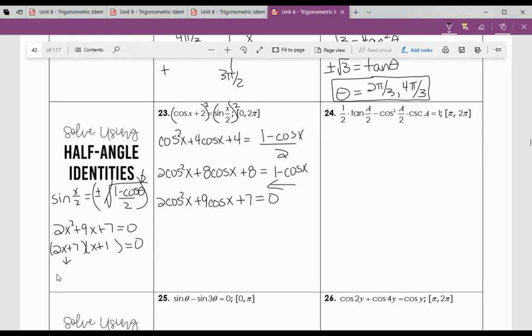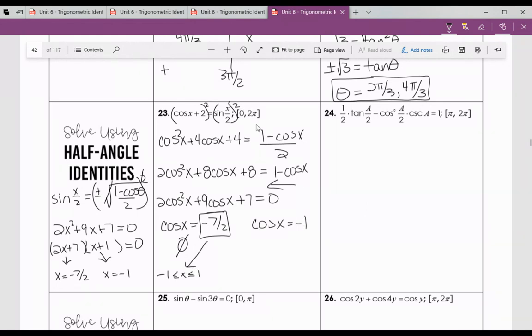So from here, I get x equals negative 7 over 2. And here, I get x equals negative 1. So I have cosine x equaling negative 7 over 2, and cosine x equaling negative 1. Now this answer gives me no solutions because this number always should fall in the negative 1 to 1 interval, and it does not.